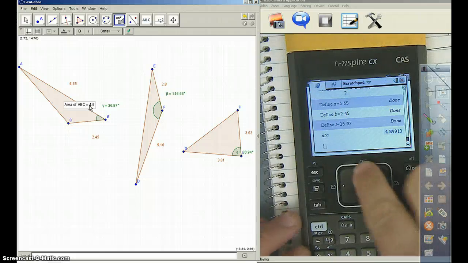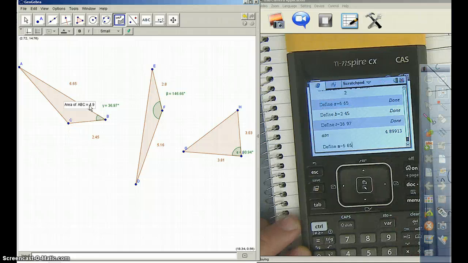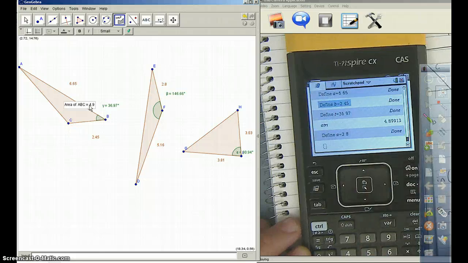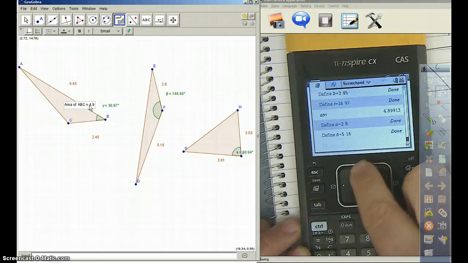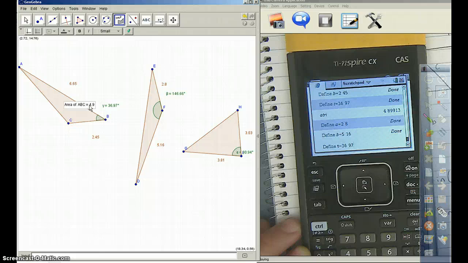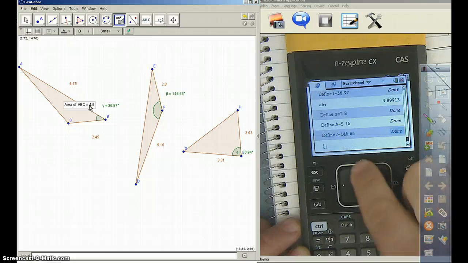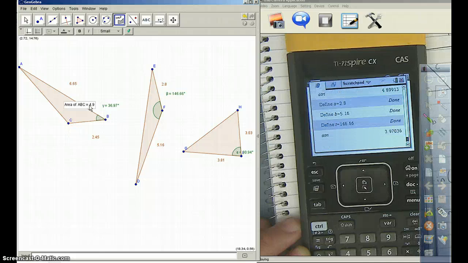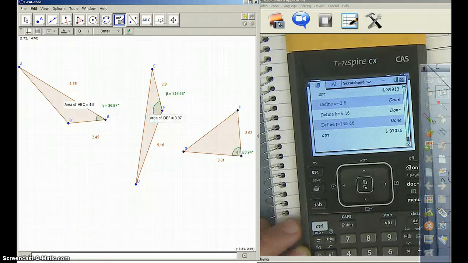Let's see if I have time enough to change this. The next side is 2.8. I'm going to use 2.8 and enter. And b, instead of 2.45, it's going to be 5.16. I don't even have time to point. You're going to have to follow along. And t is going to be equal to 146.66. Oh boy. I'm running out of time. And enter. And then I can find my area of that triangle, 3.97. And let's find the area. 3.97. It works. Congratulations.